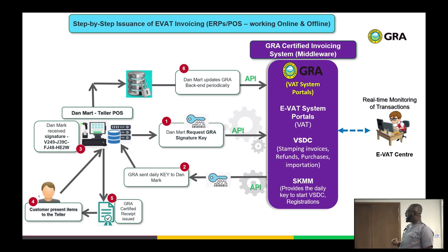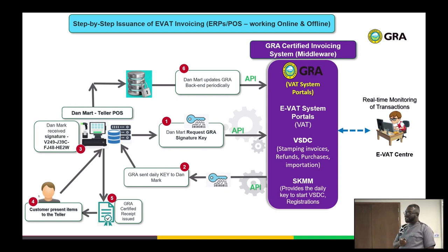They scan the items, and then before the invoices are issued, the Commissioner General's signature is appended on the receipt before it's given to the final customer or final consumer.